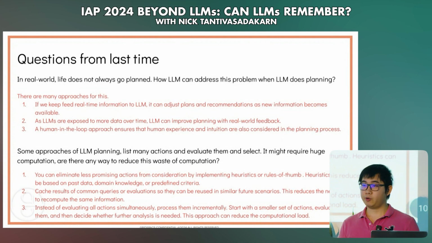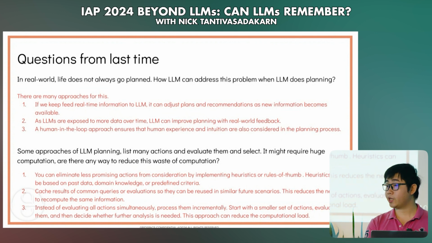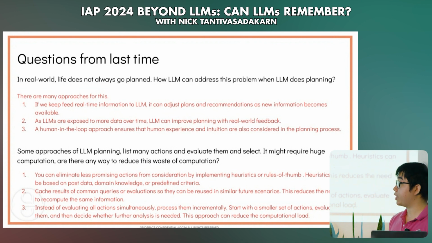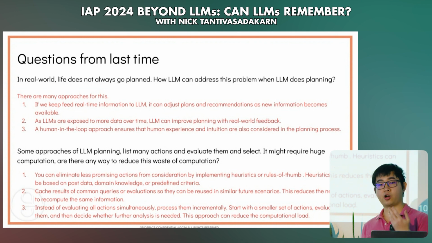And for the second question, some approaches of LLM planning list many actions and select from them, which incurs a lot of computational cost. What are ways that we can reduce them? So one way is that you can eliminate some of the less promising actions by using heuristics or some other rules and make sure that there are less things to consider. Second is you can cache the results of things that are common so you don't have to recalculate them all over again.